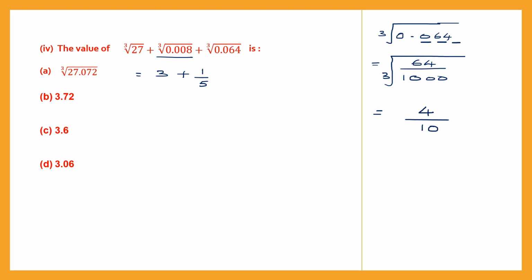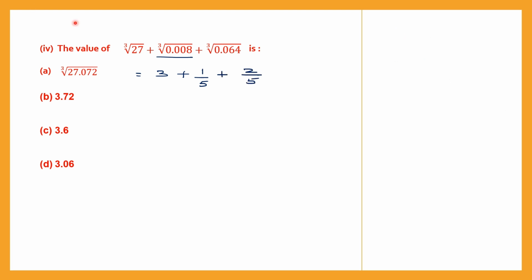4 by 10. This we can reduce to the lowest term. 2 2's are 4 and 2 5's are 10. So what do we have here? 2 by 5. So let's write it here, plus 2 by 5. Now we have addition of fractions. So let's do that here. So 3 plus 1 by 5 plus 2 by 5.